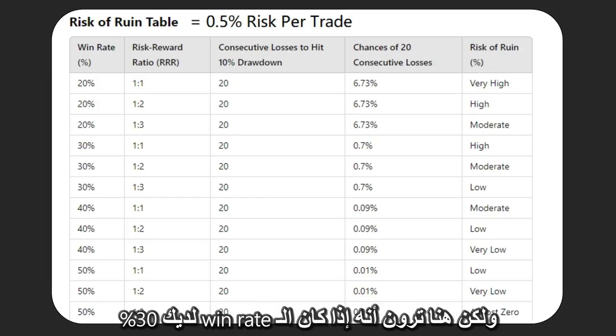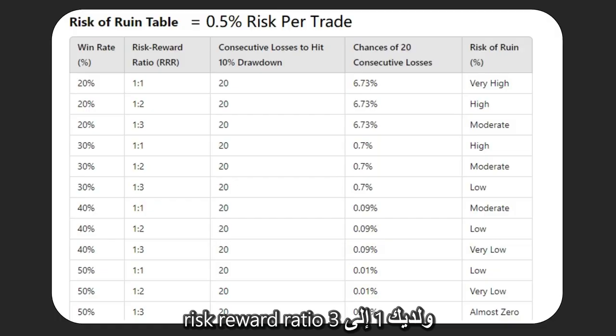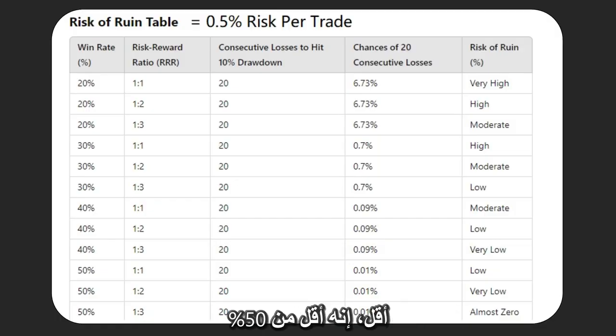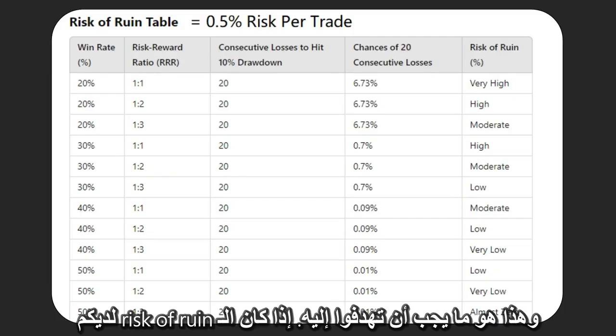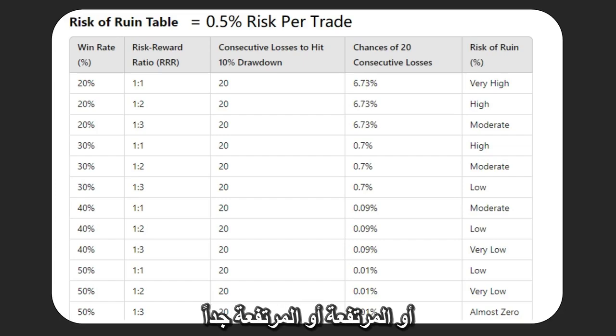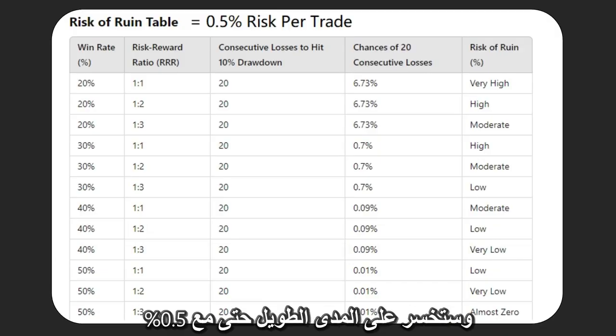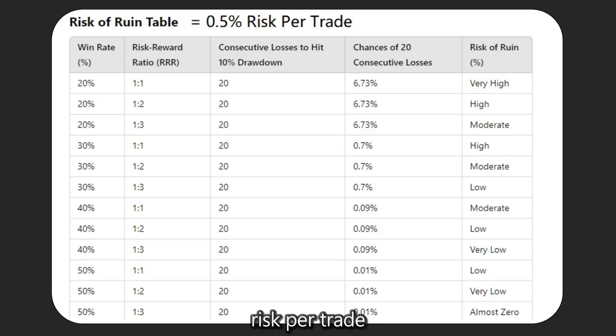But right here you see that if your win rate is 30% and you have a 1 to 3 risk reward ratio, then your risk of ruin is lower, right? It's lower than 50%, and this is where you should be aiming. If your risk of ruin lies in the moderate, the high, or the very high region, which means it's higher than 50%, then you are at risk of blowing everything and you'll lose in the long run even with a 0.5% risk per trade.